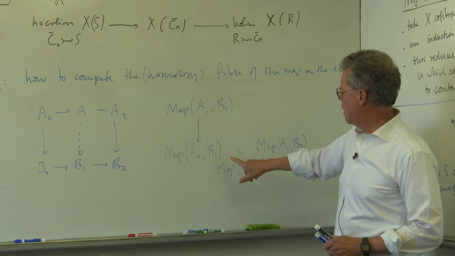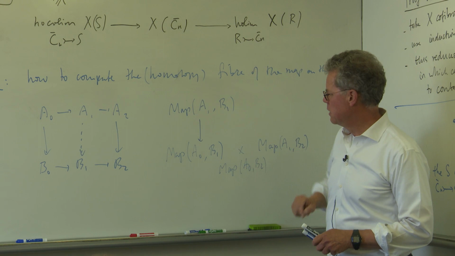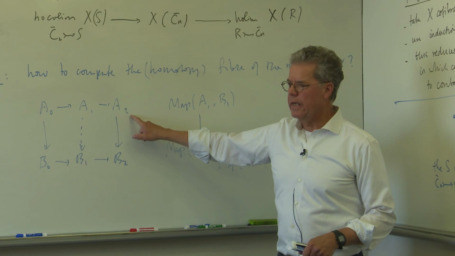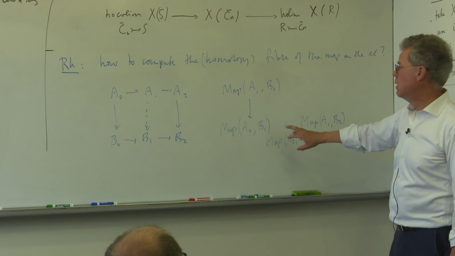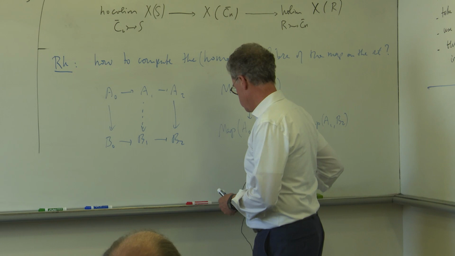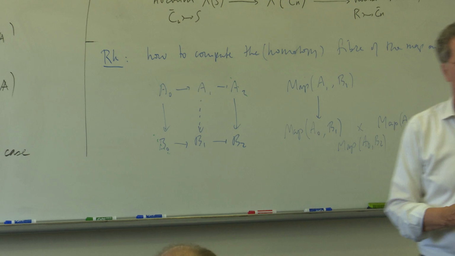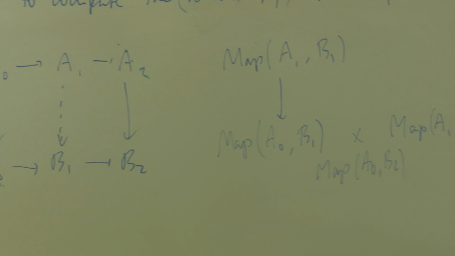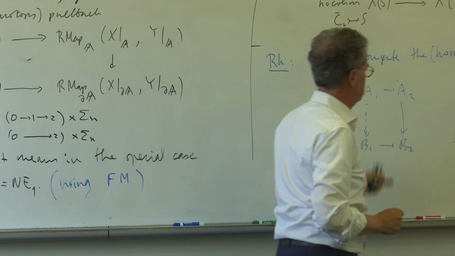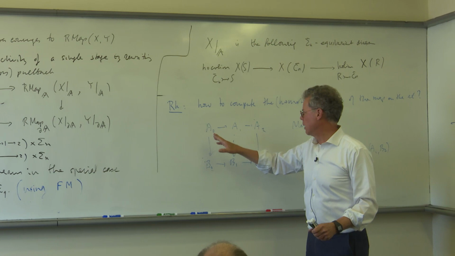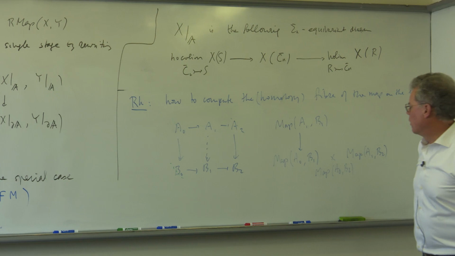And I want to emphasize, I wrote this down because I want to emphasize, if I write it like this, some objects have disappeared. So there is no A2 anymore. And there is no B0 anymore. What did I say? B0 and A2. No, but you still have a map from A0 to B1. Of course. Starting with given X. I'm given X and Y, I'm given the thing here. But to compute the fiber, I don't need to know anything about A2 or B0. Yeah? Okay.